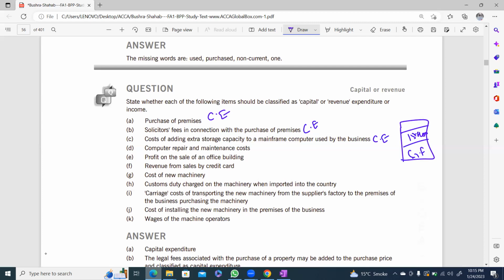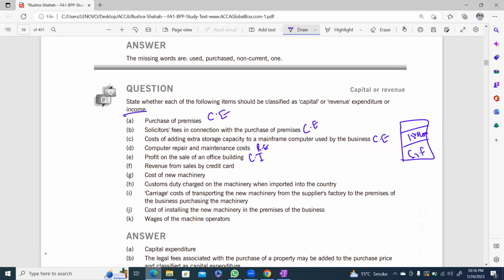Computer repair and maintenance costs. Miss, this would be a revenue expenditure. Right. Profit on the sale of an office building. Capital expenditure, miss. Capital income, sorry, miss. Yes, yes, capital income.